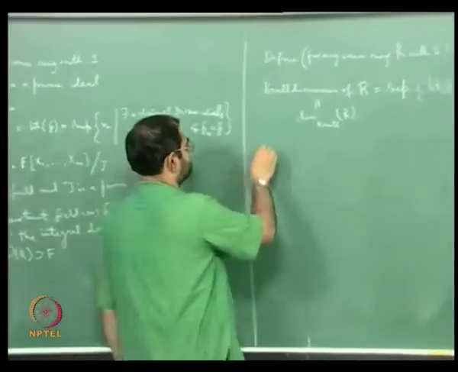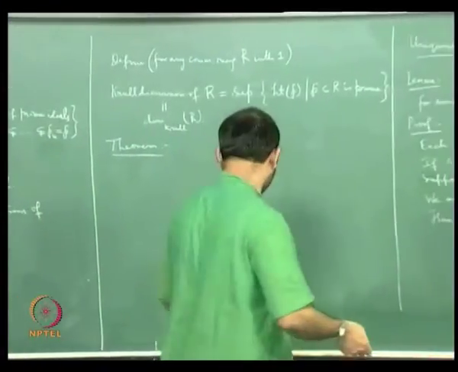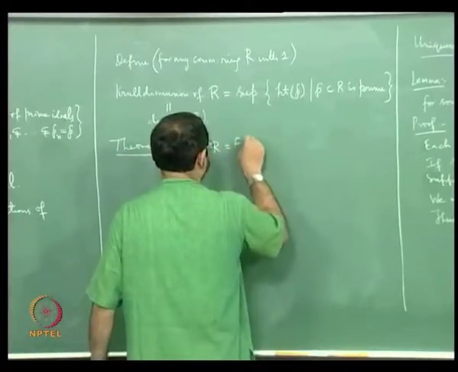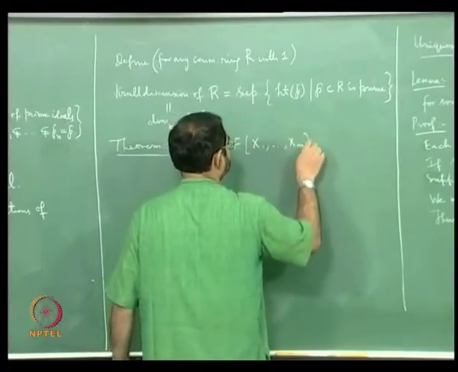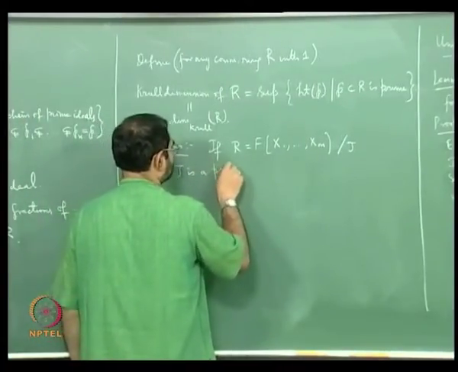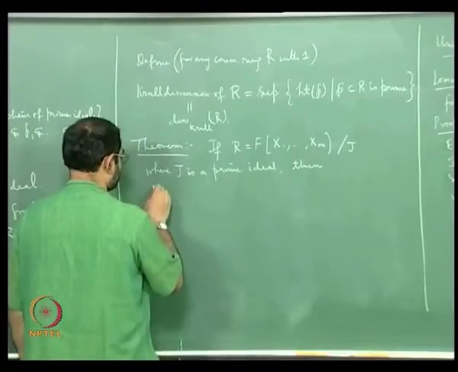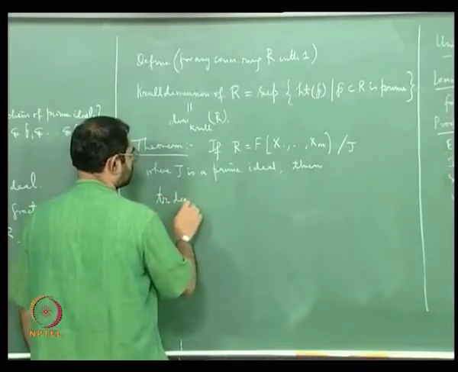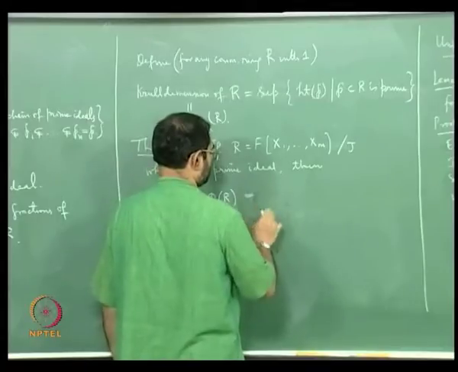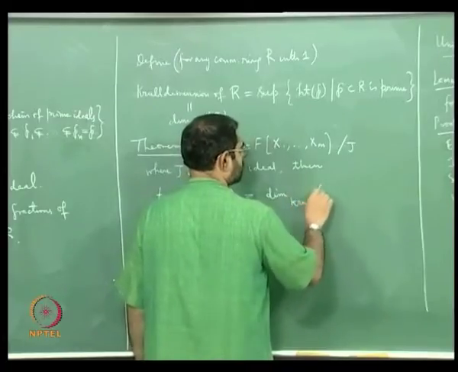Then here is a theorem from commutative algebra and field theory which says the following: if R is equal to F[x1, ..., xm] modulo J, where J is a prime ideal, then the transcendence degree of the quotient field of R over F is equal to the Krull dimension of R.